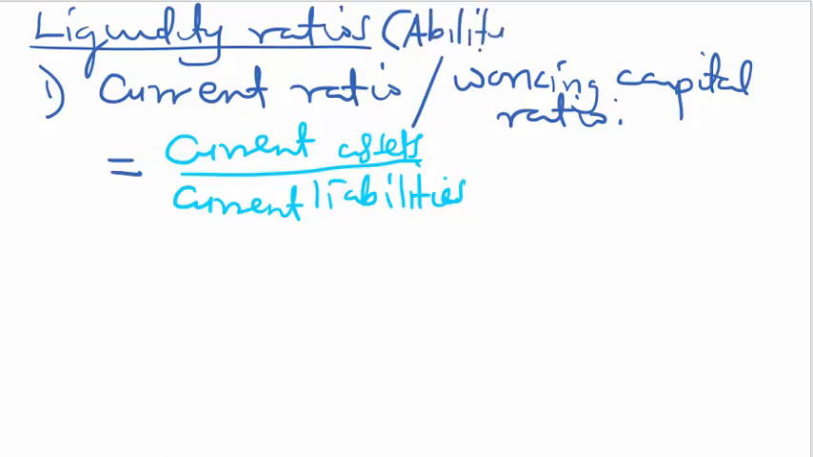It tries to see our ability to pay our debts, and the current ratio looks at, if our creditors decided to come and claim their monies at this point in time, how much of our assets do we have to be able to cover our liabilities.